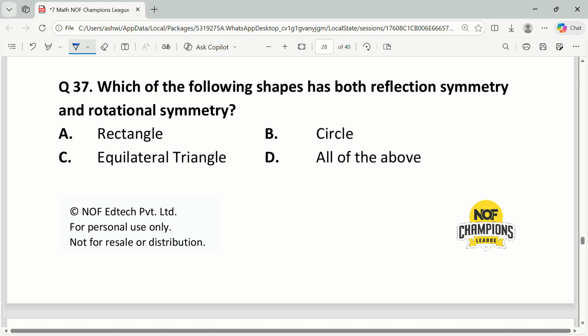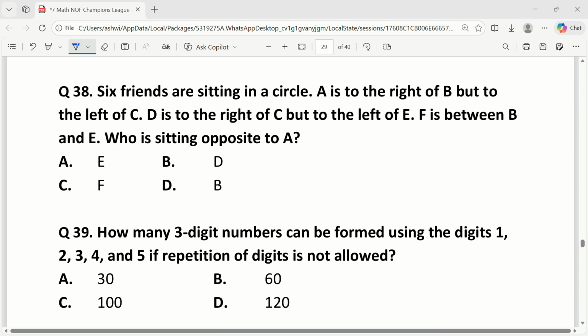Question 37. Which of the following shapes has both reflection symmetry and rotational symmetry? The answer is D, all of these. A rectangle has both reflection symmetry, lines through the midpoints of opposite sides, and rotational symmetry, order 2, about its center. A circle has both infinite reflection symmetry and infinite rotational symmetry. An equilateral triangle has both reflection symmetry, lines from a vertex to the midpoint of the opposite side, and rotational symmetry, order 3, about its center.